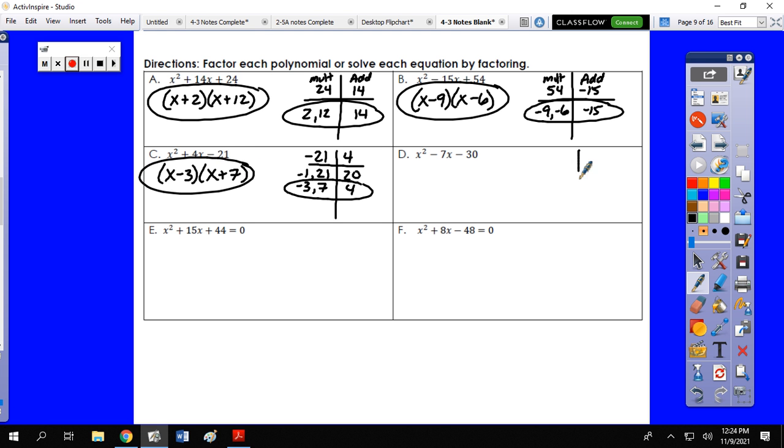And then on letter D, two numbers that multiply to negative 30 and add to negative 7 would be negative 10 and positive 3. So that factors into x minus 10 and x plus 3.